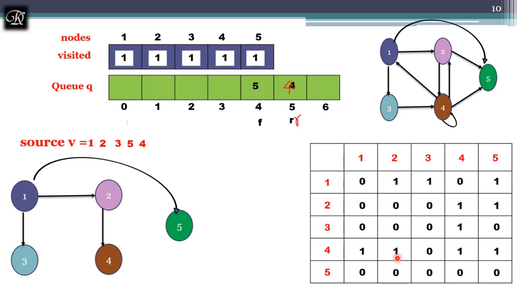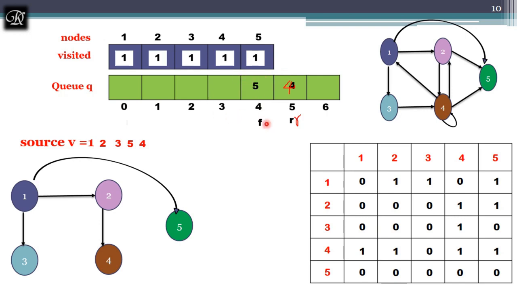Let's see 4 to 2. Yes, it has an edge, but it is already visited. You cannot add it. Next 4 to 3, no edge. 4 to 4, yes, there is an edge, but it is also visited. 4 to 5, there is an edge, but it is also visited. So this is how it's going to visit all the nodes.